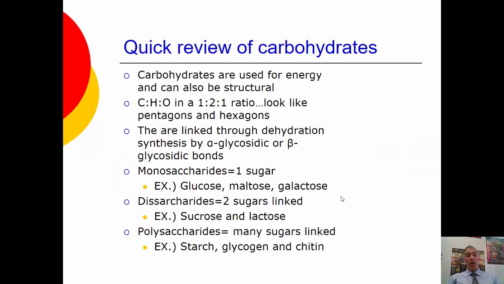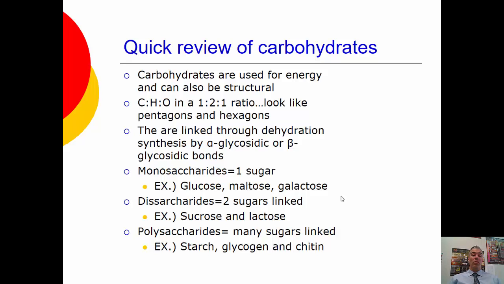All right, so a quick review of carbohydrates. Carbohydrates are used for energy, and they're also structural, right? It's a CHO 1:2:1 ratio, and you tend to look for pentagons and hexagons connected with an oxygen in between them. They are linked through dehydration synthesis by alpha-glycosidic or beta-glycosidic bonds. Alpha-glycosidic we can break down, beta we cannot. And they're classified based on the number of sugar molecules that are there.